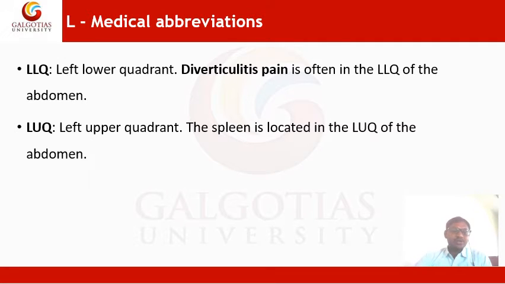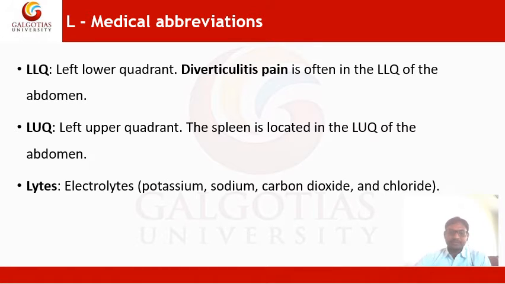Next one, LUQ, left upper quadrant. The spleen is located in the LUQ of the abdomen. When we go for the anatomical study of the spleen or abdominal organs, the 9 regions we have to use. That is one example for the 9 regions quadrant. Lytes is nothing but electrolytes: potassium, sodium, carbon dioxide and chlorides. For those treated in the ICU, intensive care unit, doctors will mention lytes in the prescription. Simply they tick on the lytes. It means the 3, like A, B, Z, you have to test.